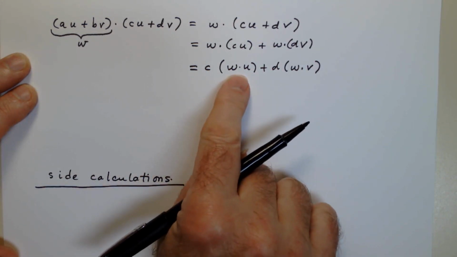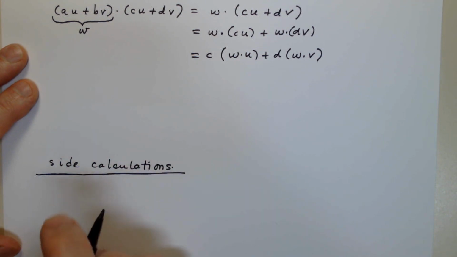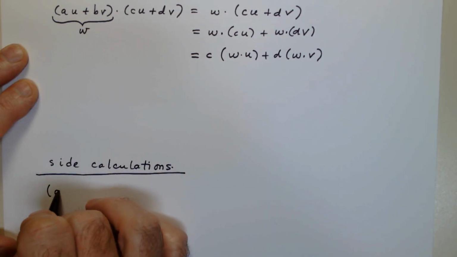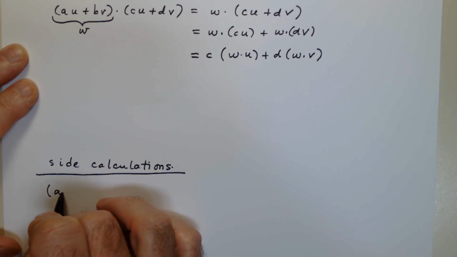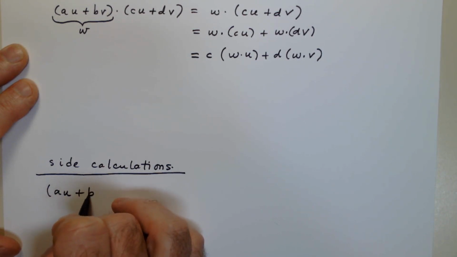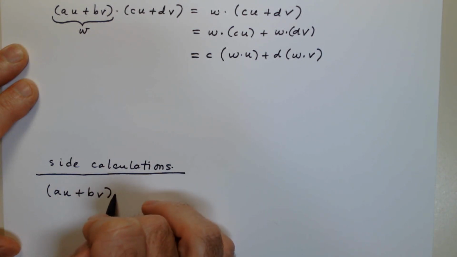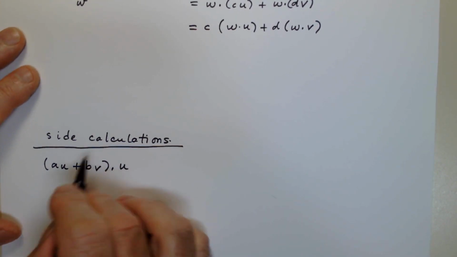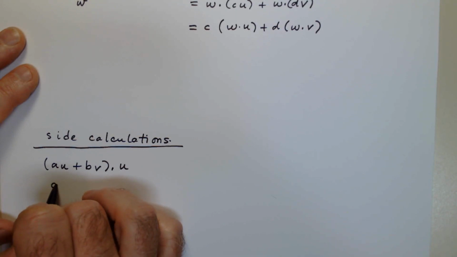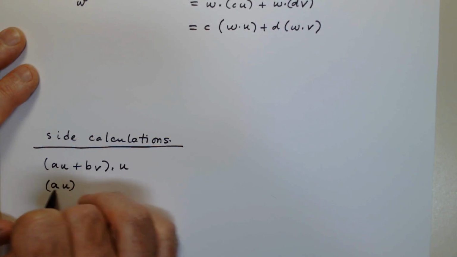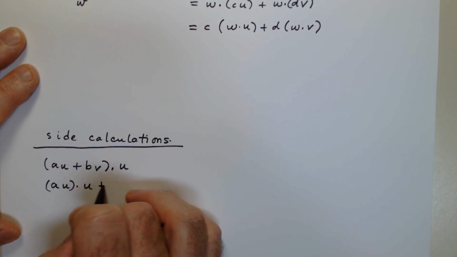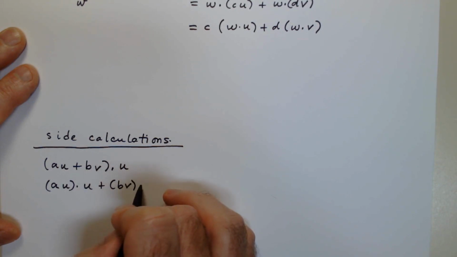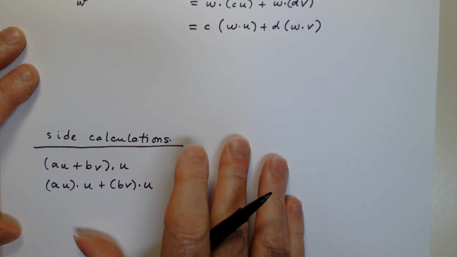Okay, so I want to think about what w dot u would look like. So here, remember, here's w. So I'm going to have Au plus Bv dotted with u. And when I distribute this, I'm going to get Au dotted with u and Bv dotted with u.